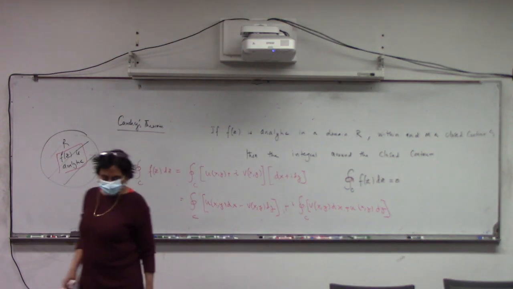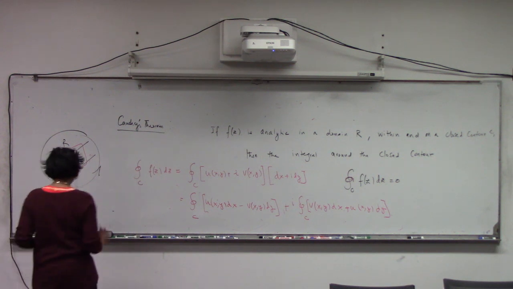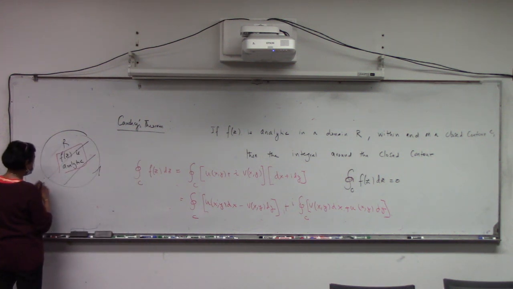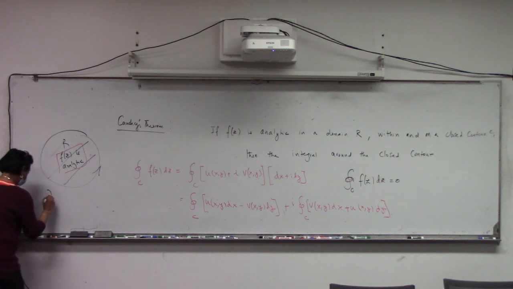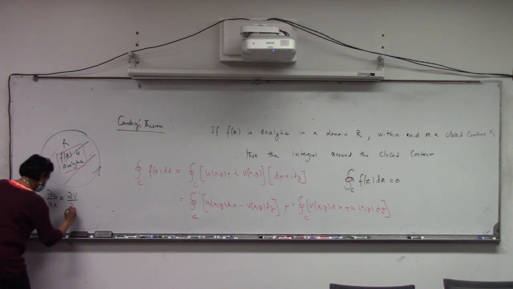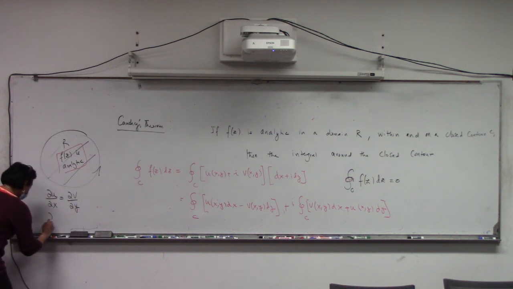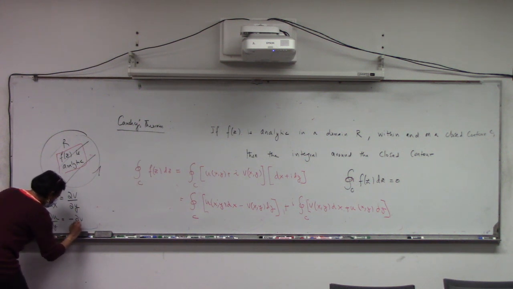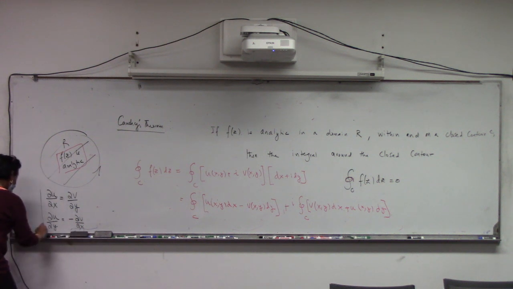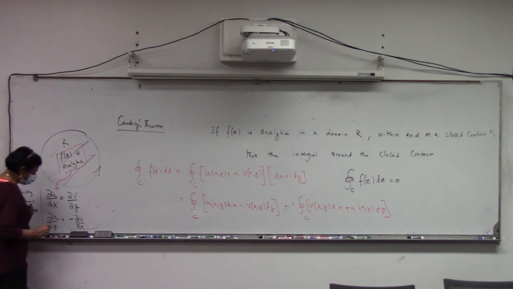Now, the only other thing that I know is this is analytic, so I must have this condition also satisfied. Partial u with respect to x equals partial v with respect to y. Partial u with respect to y must be negative partial v with respect to x. Right? This is your Cauchy-Riemann condition. Because f of z is analytic, this has to be satisfied.